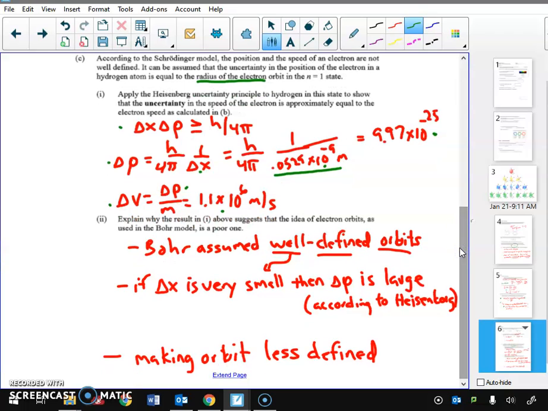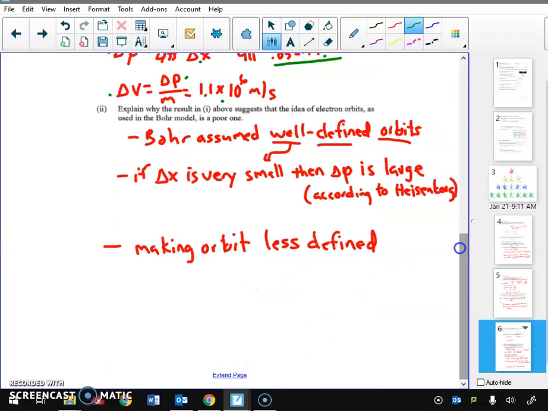And then lastly, Bohr suggested that there are well-defined orbits. Well, Heisenberg's idea came almost 2 decades later. So why is it a poor one? What you've got to make clear is that one assumption is that it's well-defined. So what does that mean? That means delta x is very small. If well-defined means delta x is very small, then by Heisenberg's principle, the uncertainty in momentum, or the uncertainty in velocity, is very large.